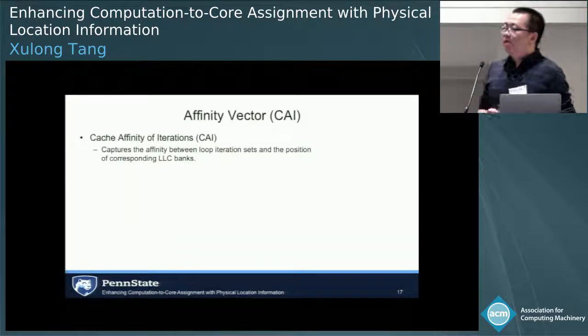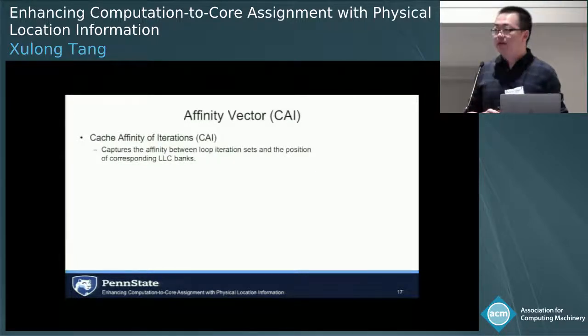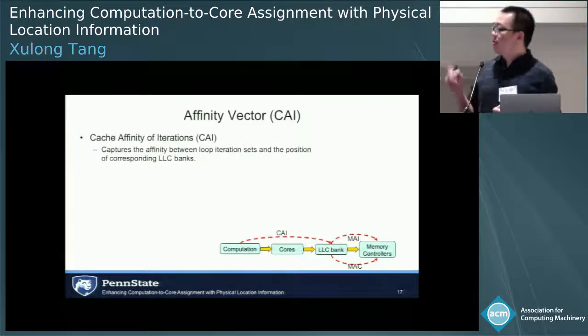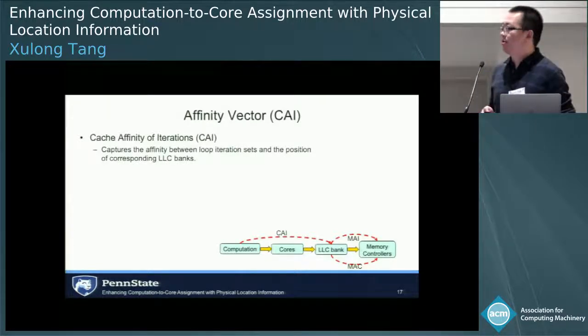So moving to the shared last level cache systems, we need to define two additional affinity vectors to help us have the location information between the L1 cache and the last level cache banks. The CAI vector is called cache affinity of iterations. It captures affinity between loop iteration sets and the position of the corresponding last level cache banks. So recall this figure I showed in the earlier slides. The CAI vector basically captures which last level cache bank the computation is close to.